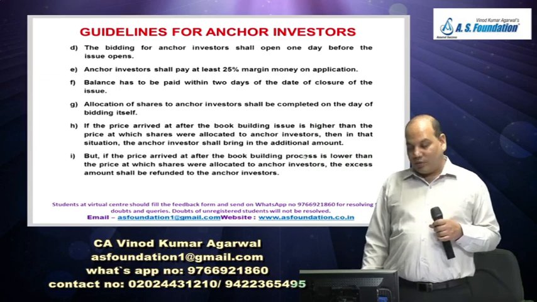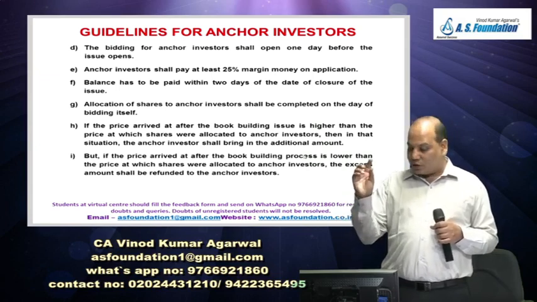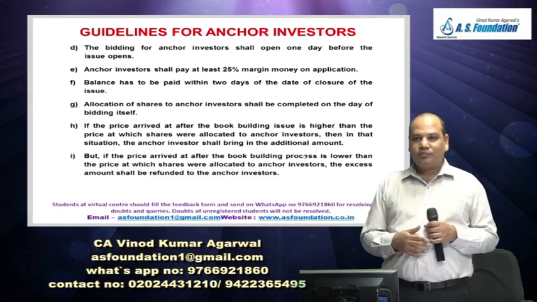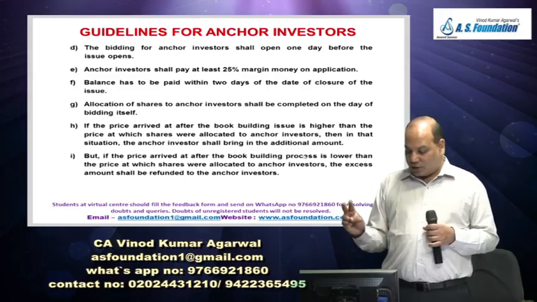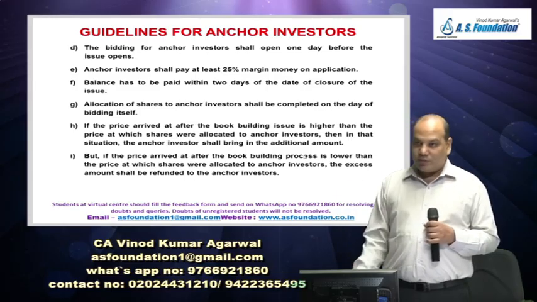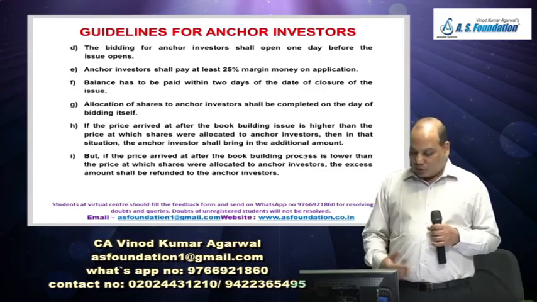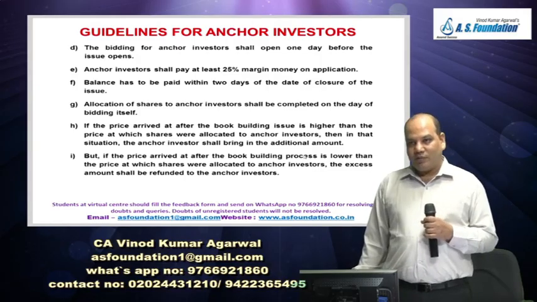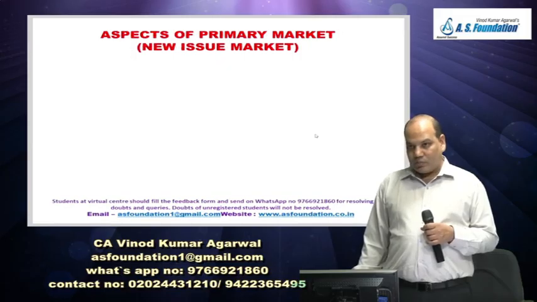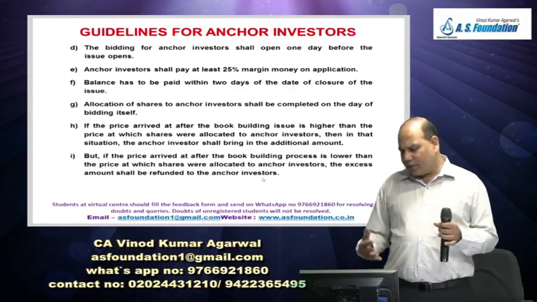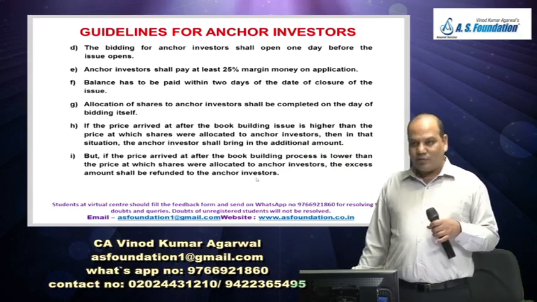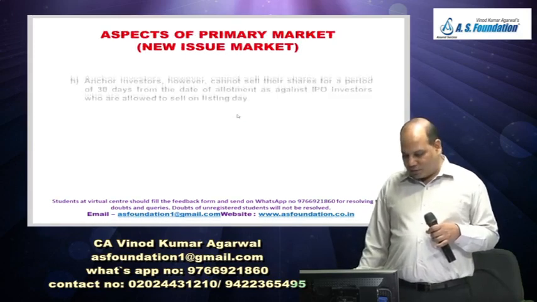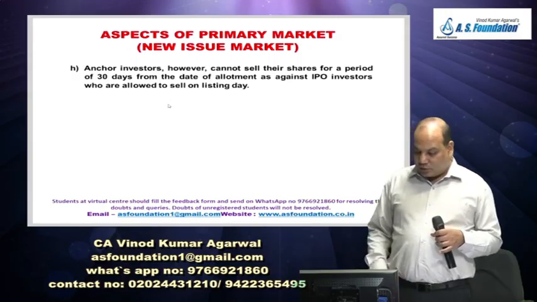Reverse will also happen. Suppose the price arrived at after the book building process is lower. The book building process price comes to 205. The anchor investor has paid 210 rupees. The excess will be refunded to the anchor investor. That accounting adjustment can be done. Either you refund it or you adjust against the amount due. Okay, doesn't matter.